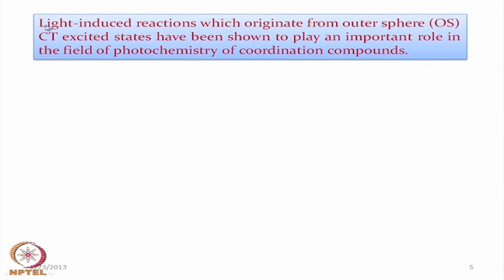So, we have the light energy which is falling on the system, and light induced reactions can originate from outer sphere charge transfer excited states. For the compound, one particular complex species is there, and on the outside of the coordination sphere we can have another species. So, in certain cases we have these outer sphere charge transfer excited states at the same time, and they can play some important role in the field of photochemistry of coordination compounds.